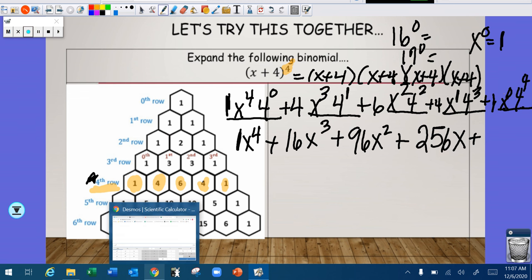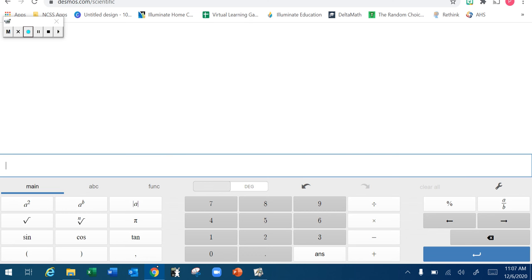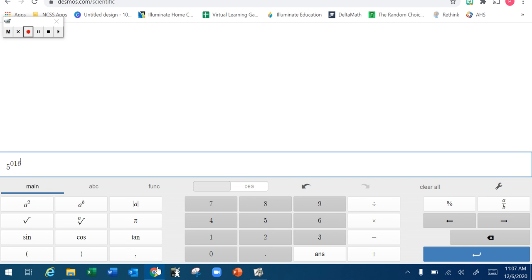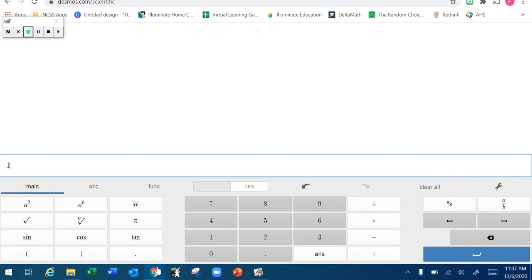And now I can show you guys what I was saying about raising anything to the 0 power. So if I do 5 raised to the 0, I get 1. If I do your age, what about 16? 16 raised to the 0 is 1. And you can keep seeing that. Anything raised to the 0 power is 1. So here I'm going to do 1 times 4 raised to the 4th power, which is 256.